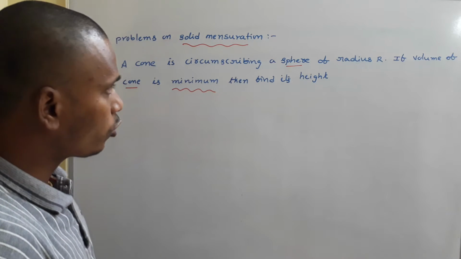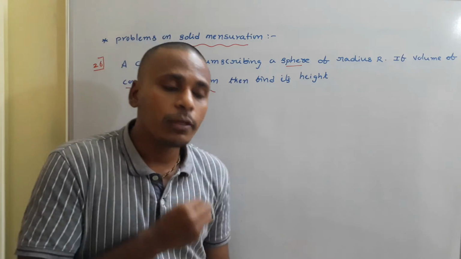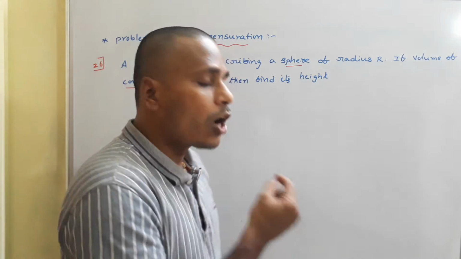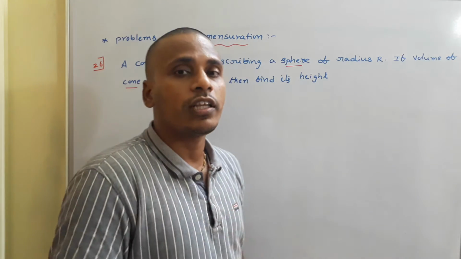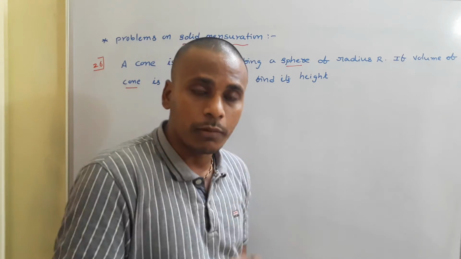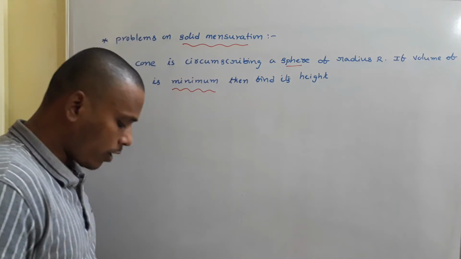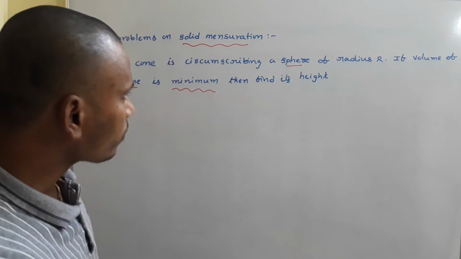Okay, once again, what is the question? We need to inscribe a sphere in a cone. There are many possibilities for that cone. Among those infinite possibilities, we need to identify the possibility in which the volume of the cone is minimum and the sphere is inscribed in this cone. Okay. See, coming to the required diagram.